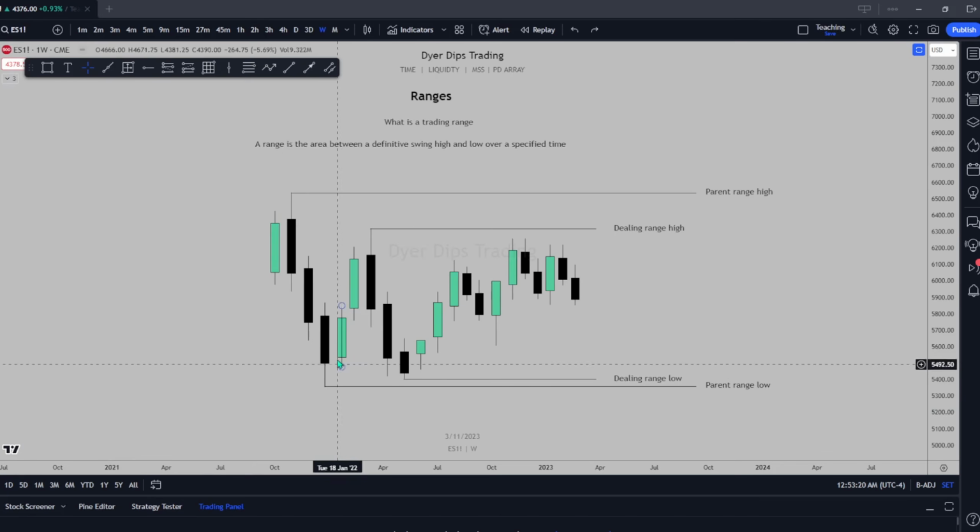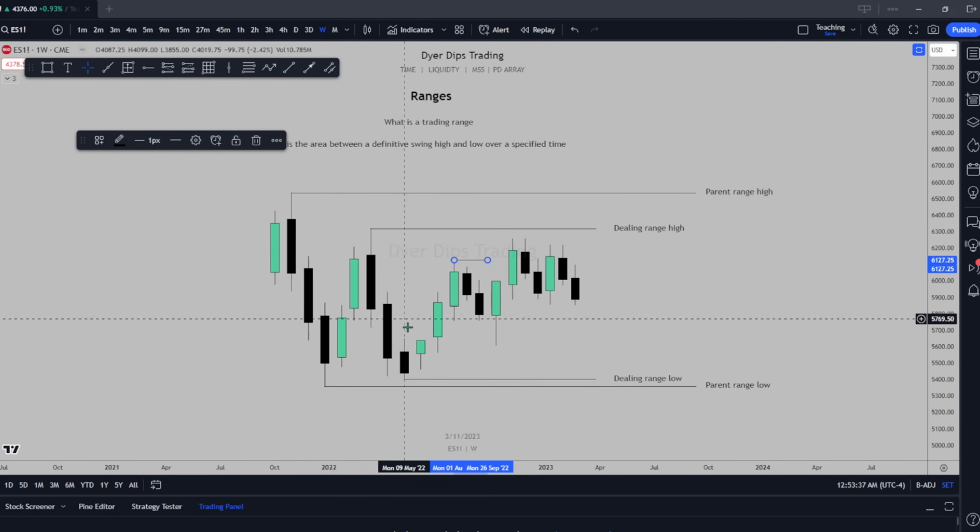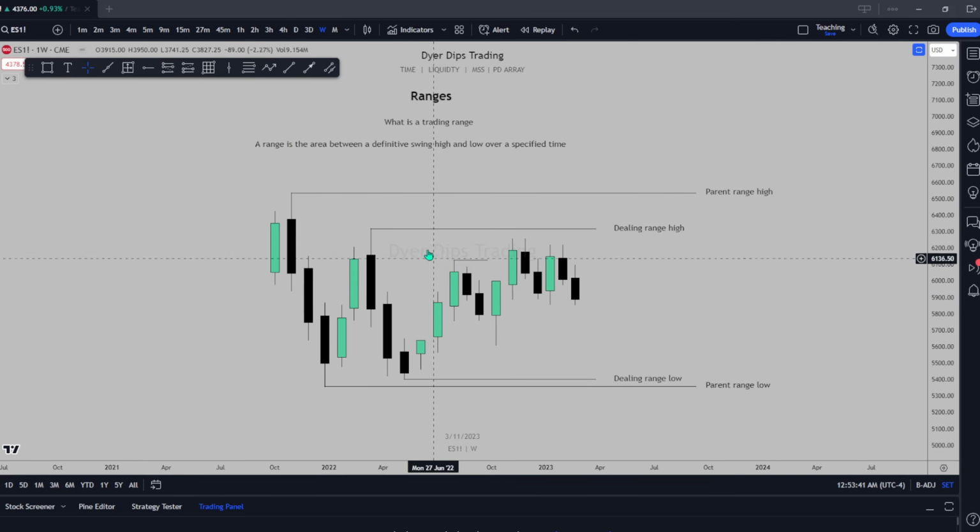So the external range, or the further boundaries in this range or consolidation market, are your parent ranges, and the internal highs and lows are your dealing ranges. There could also be a dealing range high here, which is internal of this dealing range. So this would become your parent range, and this low to this high becomes your dealing range. As you can see, we're just confining price and market structure, and eventually we're going to get a move out of this when smart money decides they've got a big enough position.